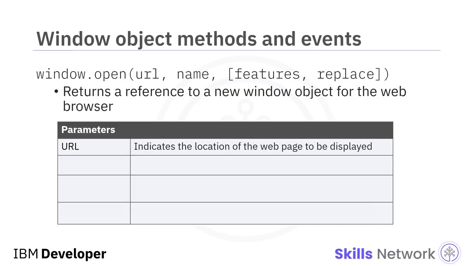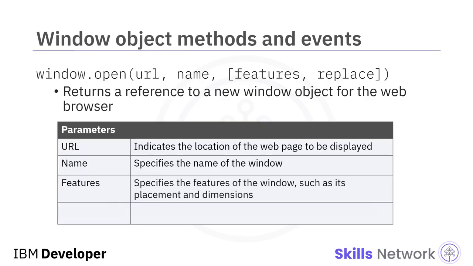You can pass an empty string if you are going to write some script-generated content to the new window in the current URL content. Name, a string that specifies the name of the window. Features, an optional string that specifies the features of the window, such as its placement and dimensions. The features string is a comma-separated list of name-value pairs. Replace, an optional Boolean value. If true, the new location replaces the current location in the browser history.